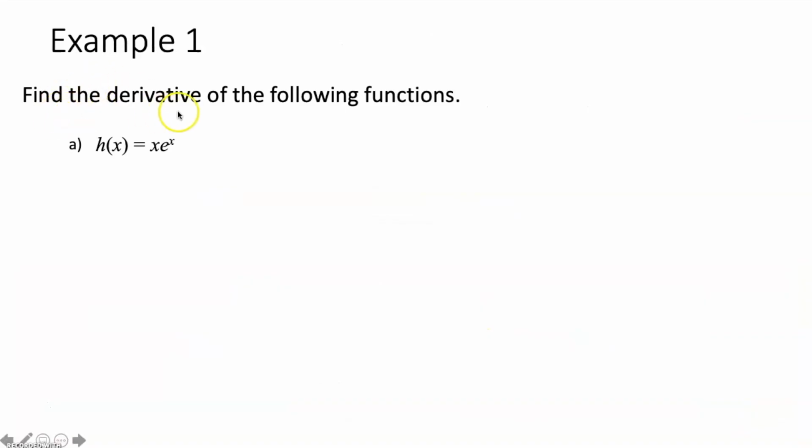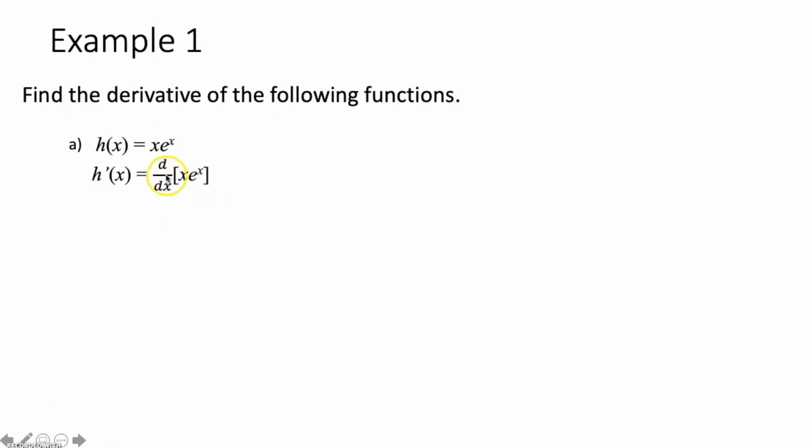Now example 1 says find the derivative of the following functions. We have h of x is equal to x times e to the x. So we want the derivative of this function. Notice that it's a function times a function. Because we're taking the derivative of a function times a function, we need to use the product rule. And what does the product rule say?